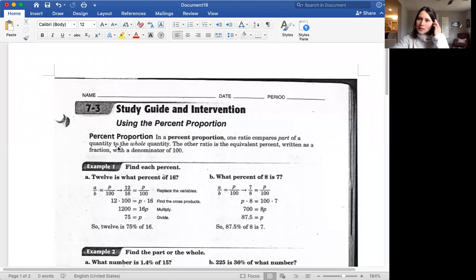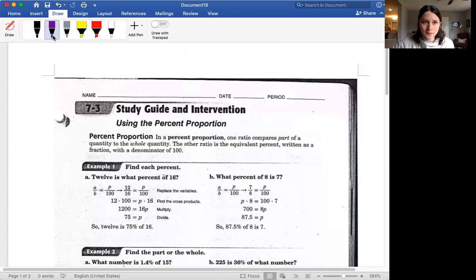So in this lesson, we're going to take a look at comparing proportions to percentages. And so what we call that is a percent proportion. We actually did this in a previous lesson very briefly, but describing a ratio, a lot of times we describe it as the part to the whole.